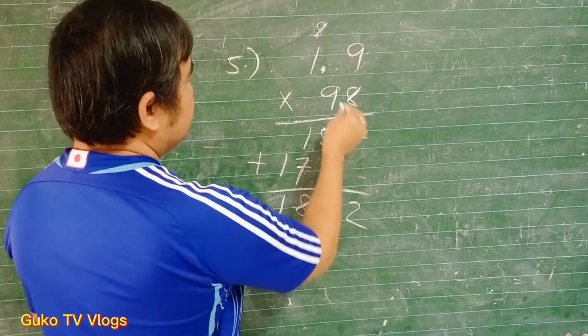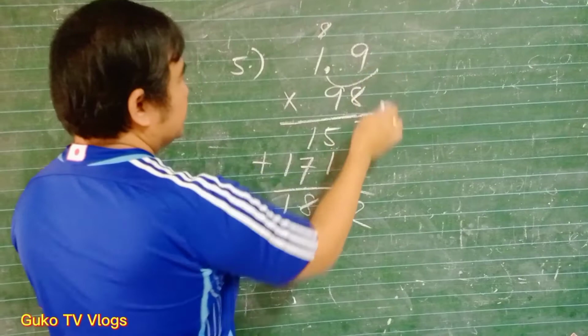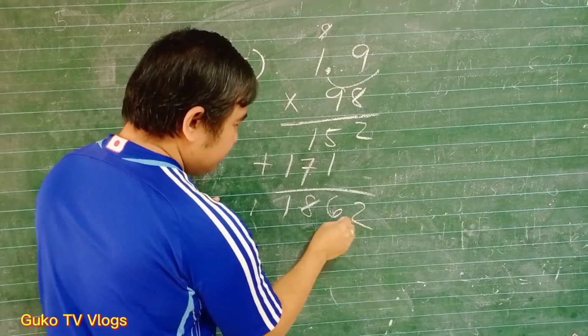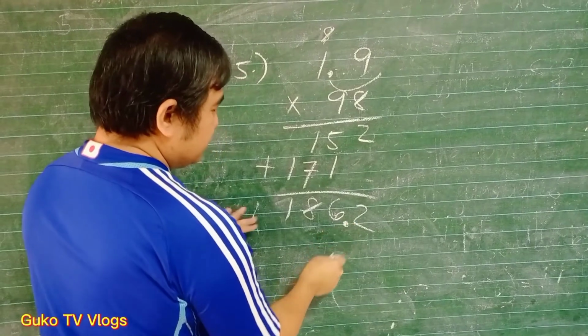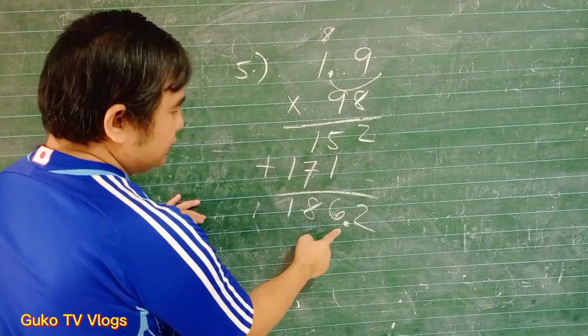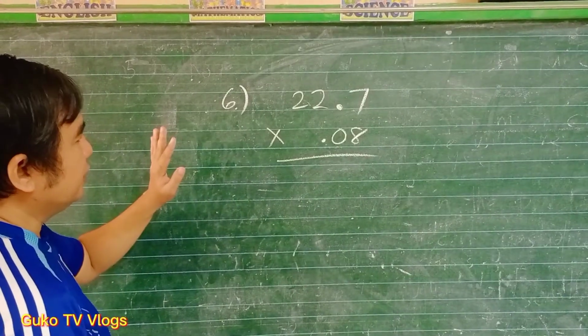Then count the decimal places. So we have only 1. So there's 1 decimal place only. So 1, then put the decimal point. So the answer here is 186 and 2/10.